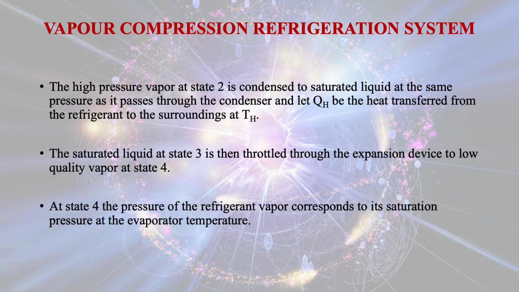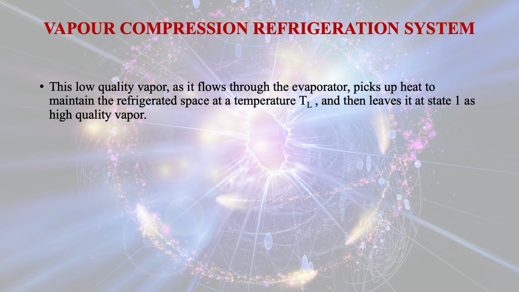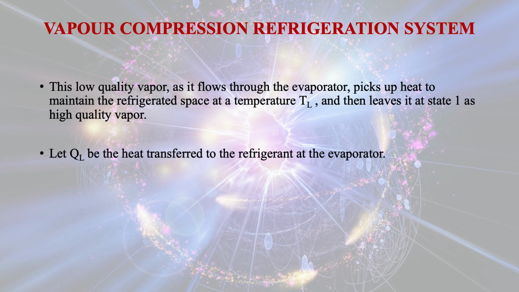At state 4, the pressure of the refrigerant vapor corresponds to its saturation pressure at the evaporator temperature. This low quality vapor, as it flows through the evaporator, picks up heat to maintain the refrigerated space at a temperature TL, and then leaves it at state 1 as a high quality vapor. Let QL be the heat transferred to the refrigerant at the evaporator.